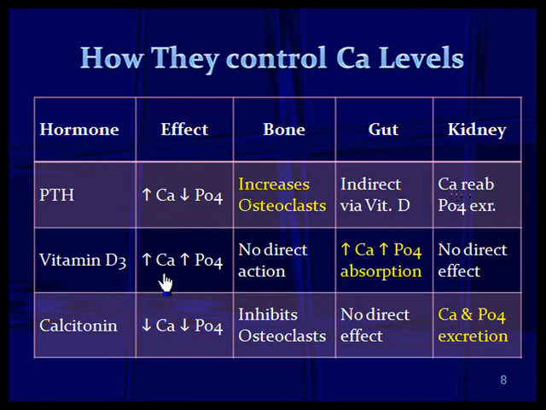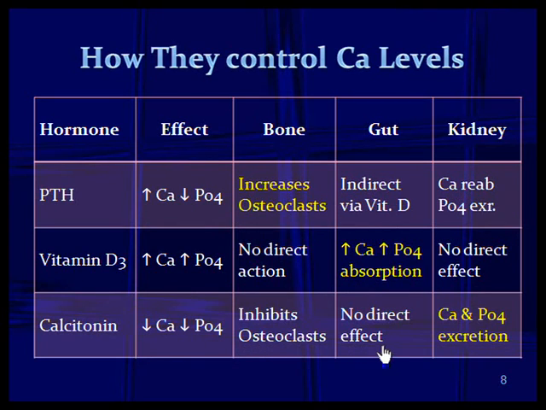Whereas with vitamin D3, the net effect is increase in the serum calcium and increase in the serum phosphate. There is no direct action of vitamin D3 on the bone, but of course vitamin D3 has a profound action on the calcium receptors in the GI tract, wherein it facilitates the absorption of calcium together with phosphate, particularly from the small intestine. It has no direct effect on the kidney. Whereas the calcitonin's net effect is decrease in the calcium and decrease in the phosphate, an action which is completely opposite to the action of vitamin D3.